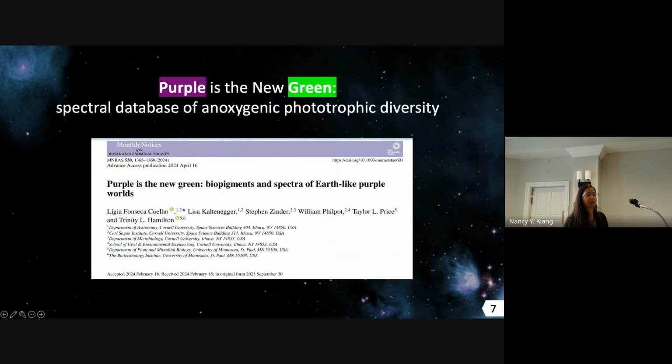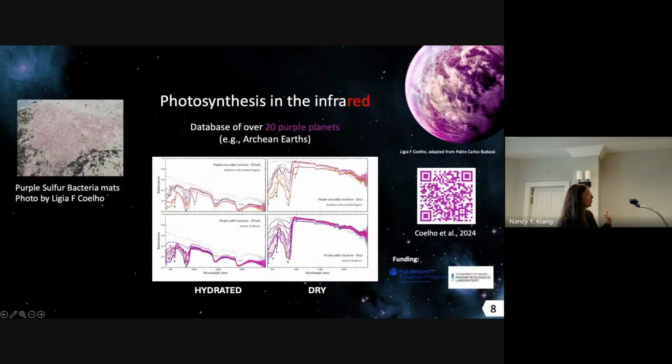So one of the papers that came out of this work was Purple is the New Green, which was the first spectral database of oxygenic phototrophic diversity. To be clear, this kind of spectra already existed before. What we wanted with this paper was to bring diversity and show the diversity of the features that this very diverse group of bacteria can have. And this also added to the models database of purple planets that we can now think about, for instance, orbiting around other stars. And the samples were in great quantity from the Sippewissett marsh.